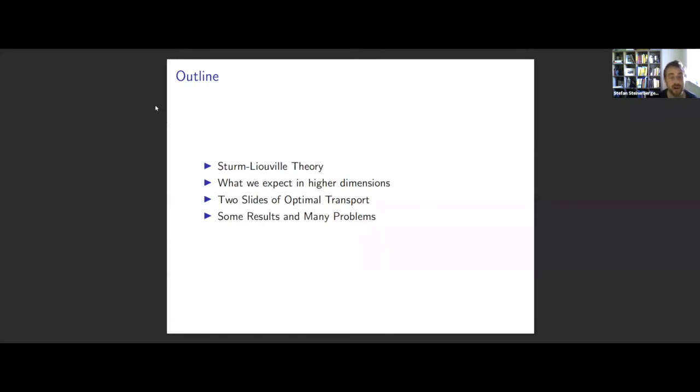I learned about it from a paper of Berard and Helffer from 3 years ago. I have not found many other sources actually discussing this. And then I'll try to explain what it could mean to have a Sturm-Liouville theory in the strongest sense in higher dimensions. I'll explain what's certainly not possible and what one could hope for. I'll give you 2 or 3 slides of optimal transport, just one basic definition. Technically, there's not even optimal, just transport actually, and optimality doesn't even occur. And then I'll tell you some results and many, many problems.